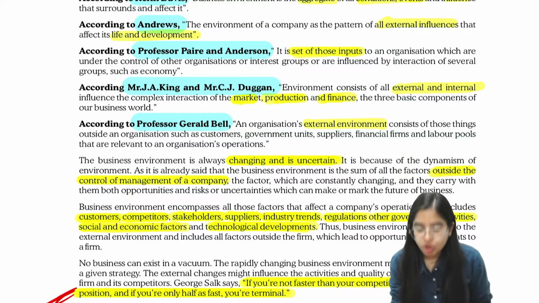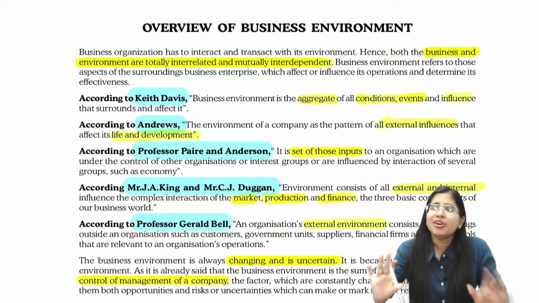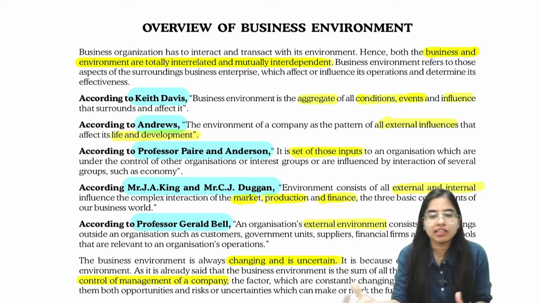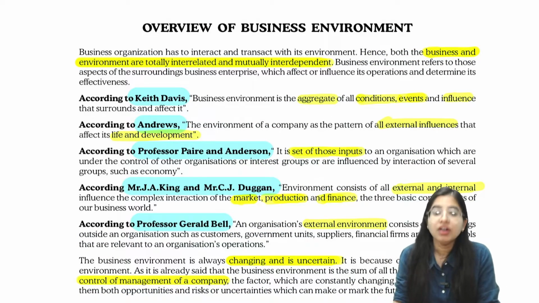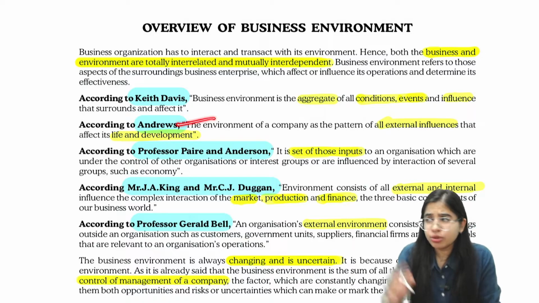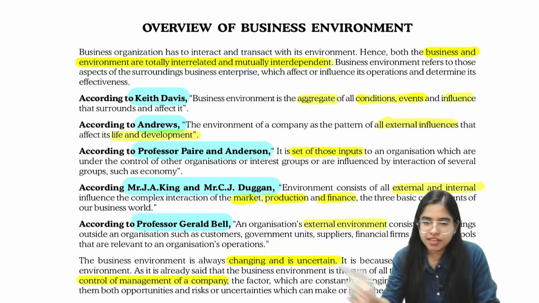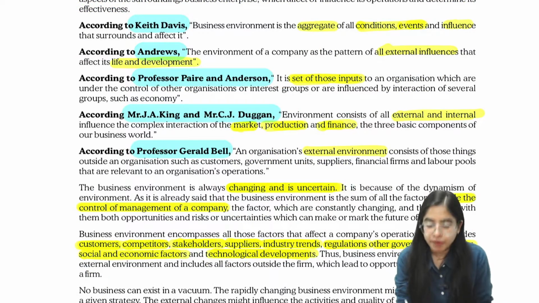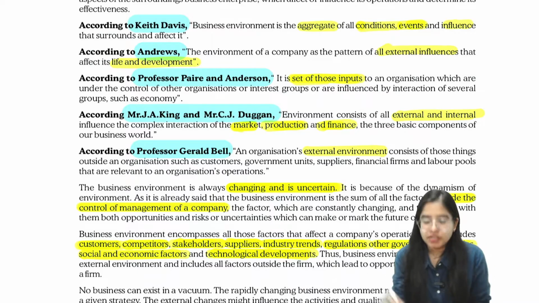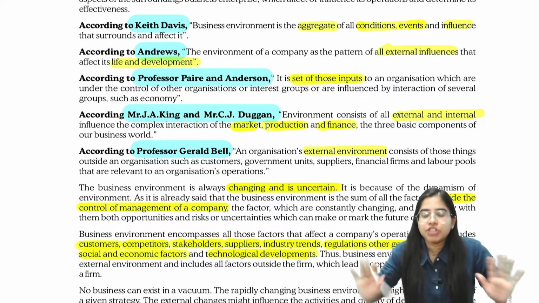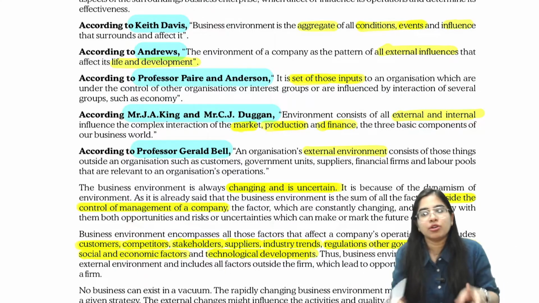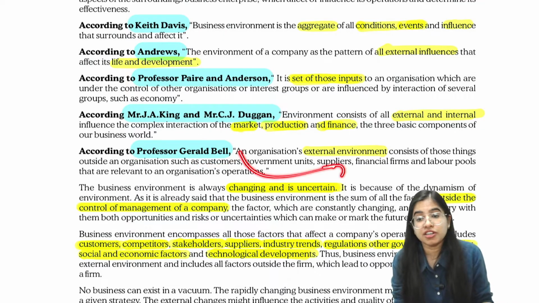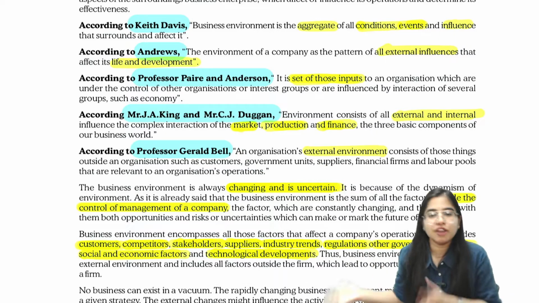So basically all these are the definitions. How will you remember? Don't take much pressure, it is not very important, but we can just try to remember in case it comes for 1 mark. Andrew Drown life, he has given the life definition. Pear and Anderson, a set of two people, set of inputs. King is very intelligent, so he has included internal environment also, external and internal both. Bell is a bell, he has not given the definition of environment, rather he has given the definition of external environment.